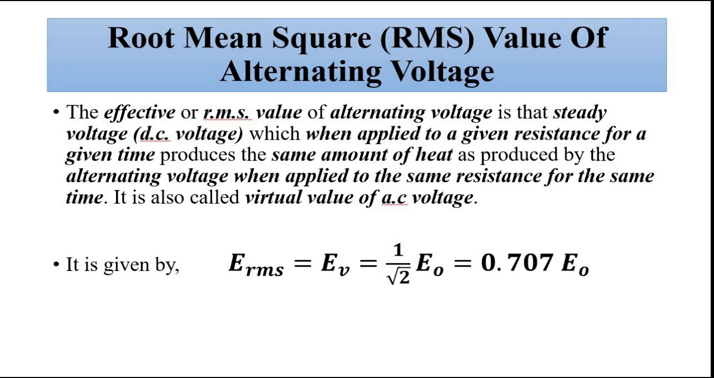So in mean value or average value, that was the charge, that was the deciding parameter. Here is the heat produced. If you want to understand this, suppose we have an alternating voltage, and we take only the positive half cycle, this much.